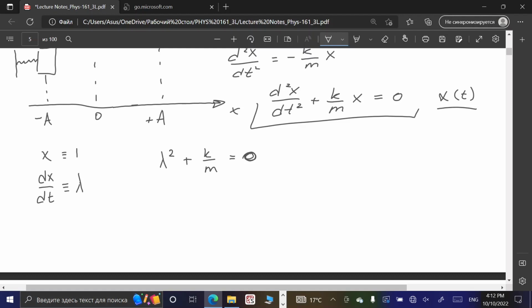Now, any suggestions? Does it look like something you are familiar with? What type of equation is this? Quadratic equation. So what will be the general form of a quadratic equation? We can write a times x squared plus b times x plus c, and that will be equal to 0. So in our particular case here, we have a equals unity, b equals 0, and c is equal to k over m.